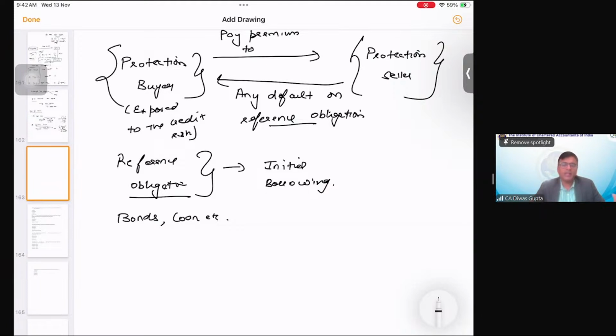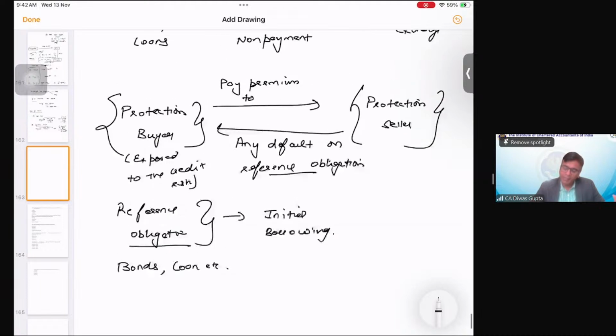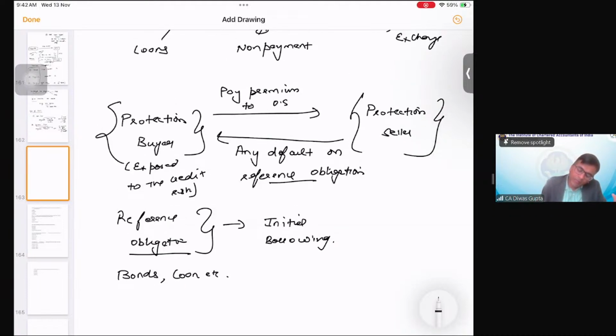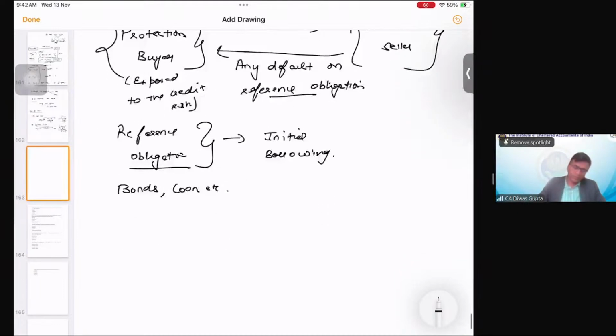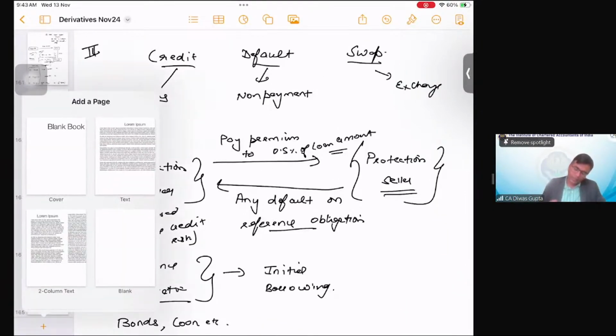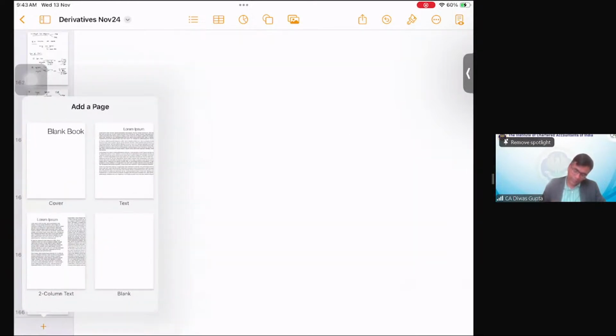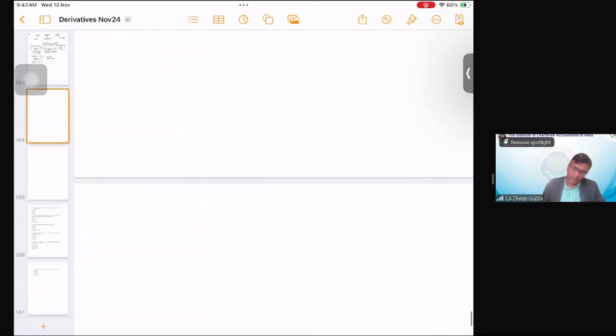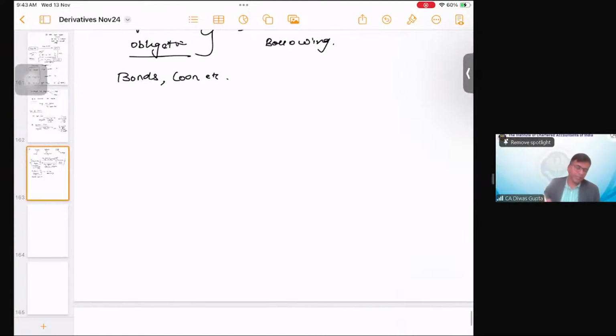And this protection seller is the one who is getting the premium. Let's say now the premium will be paid at 0.5% of the loan amount. This is how the premium will be calculated. It is very much similar to an insurance company. This protection seller is very much similar to an insurance company, wherein the premium is received and the risk undertaken is the credit default under this transaction. Okay. Now, in this also, there are two types of settlement.